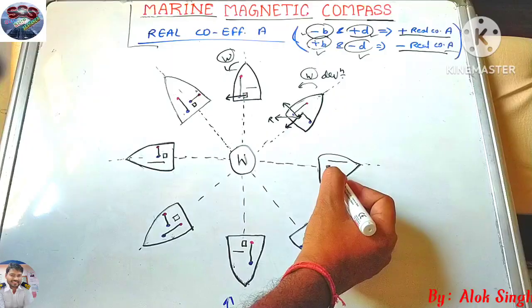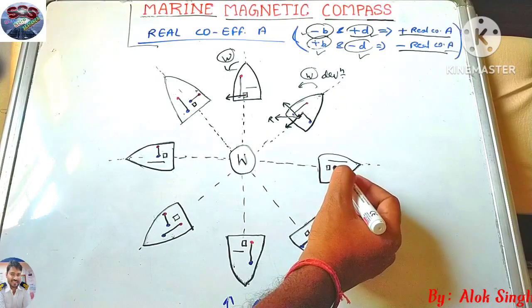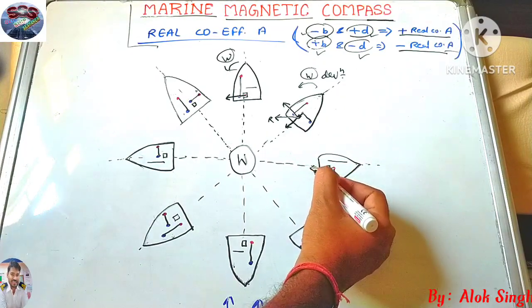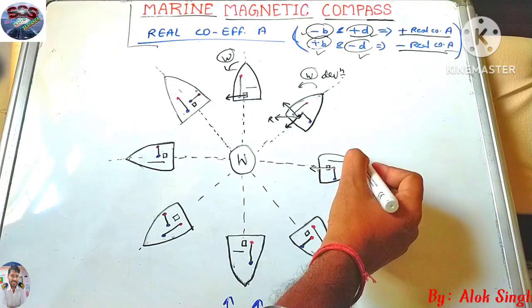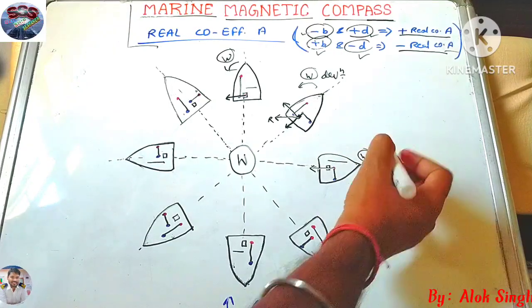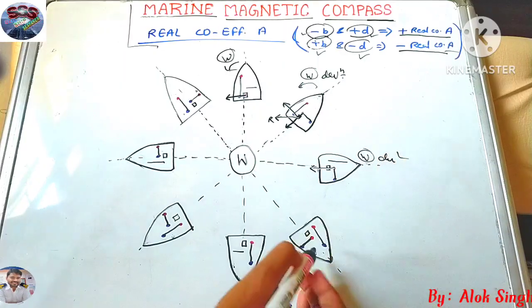What will happen here? The red end of the needle and the red end of this effective pole will repel. So it will come to this, and this is not induced, so it will not affect. So this is also westerly. So westerly deviation.